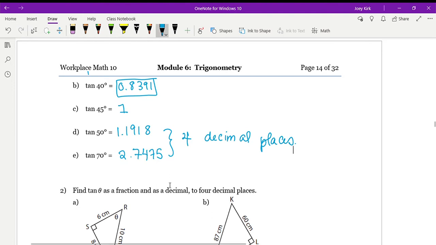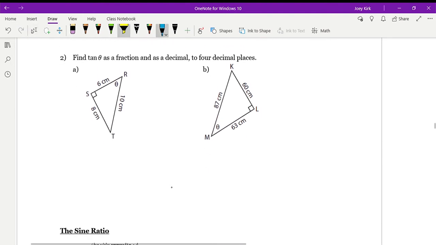Our next example says find tan theta, so tan of the angle, as a fraction and as a decimal to 4 decimal places. Okay, so tan theta. For tan, we want the opposite side and the adjacent side, right? So this is our opposite side, this is our adjacent side, and this is our hypotenuse. The hypotenuse is not going to matter for tan, okay? Then we have our angle of interest, right? We have to always, sorry, I should have done that first.